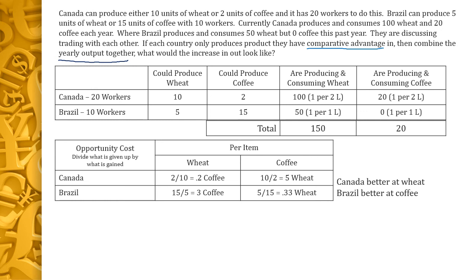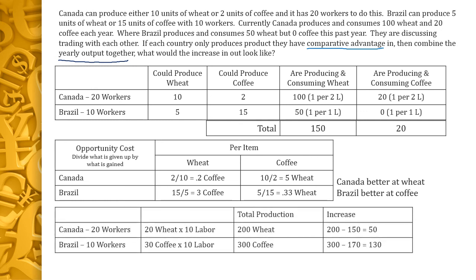From there, we're going to make one more table, and then we're sort of done. Basically, we're going to now do a calculation table of what we could produce if we are only producing our comparative advantage products. So we know that Canada is going to pick wheat because that's what they're good at.